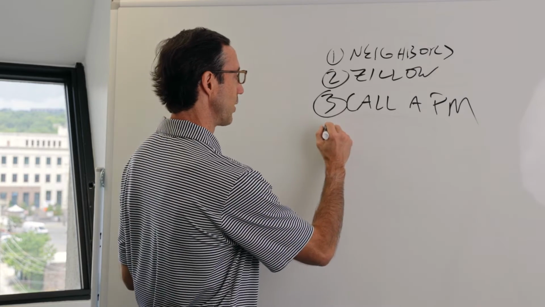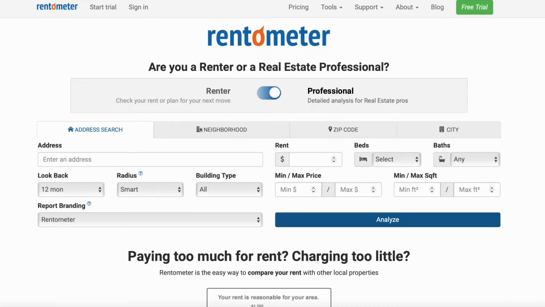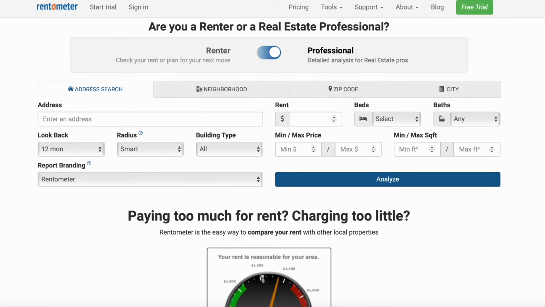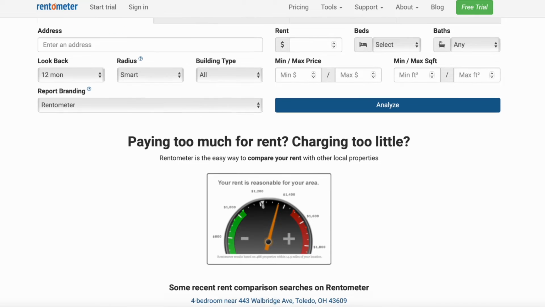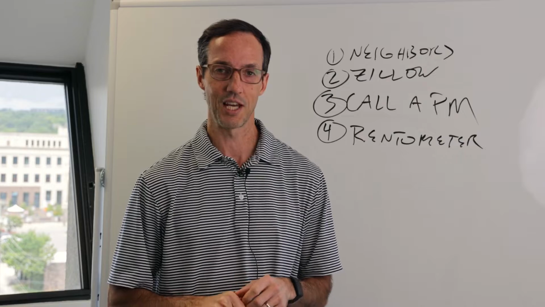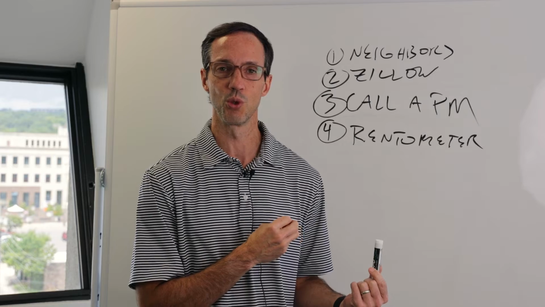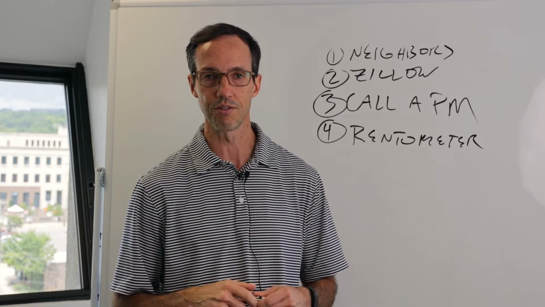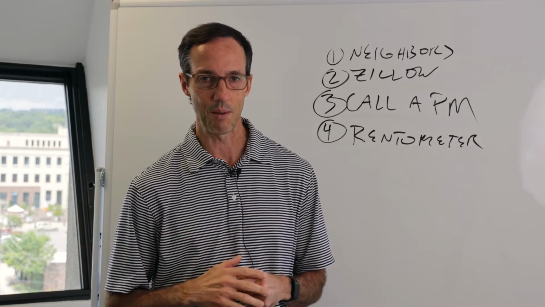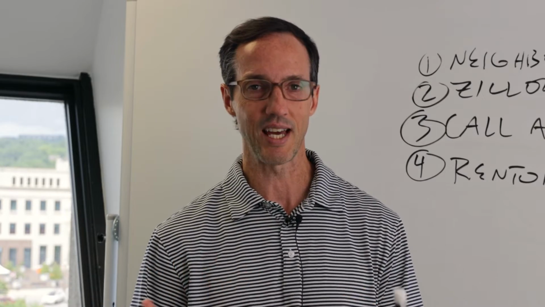And then I would say the fourth way is software, like Rentometer. You can go to Rentometer.com, type in the address, give them your email, and they're going to give you something similar to the rent estimate. They're going to give you an estimate also for what you can rent that property for. We use a different software at Evernest, but it's the same type of idea.